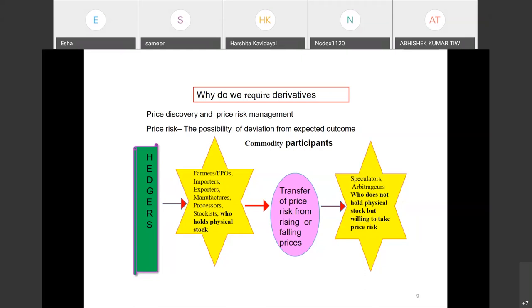with some kind of accuracy. So the role of the speculator is very crucial because it helps the hedger by taking the price risk. For taking the price risk, the speculator should have knowledge of the market fundamentals, the demand and supply factors governing demand and supply. So this is the role of the speculator.